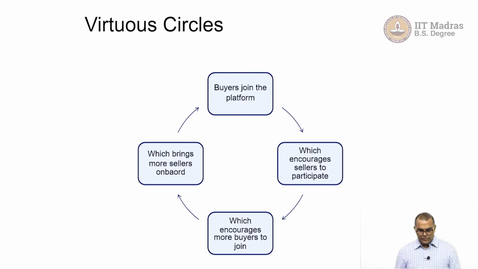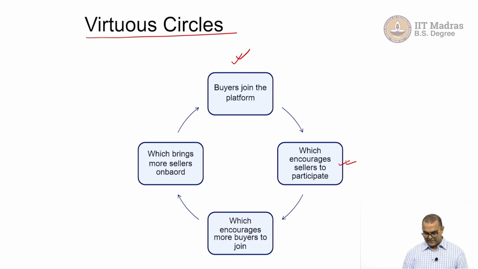So there is a virtuous circle that the network effect creates. If you start anywhere, let us say a buyer joins the platform, which encourages sellers to participate, which encourages more buyers to join, which brings more sellers on board, which leads to more buyers joining the platform. So it is a virtuous circle that platforms create, and that is one of the reasons that platforms are becoming very popular, or have already become very popular.